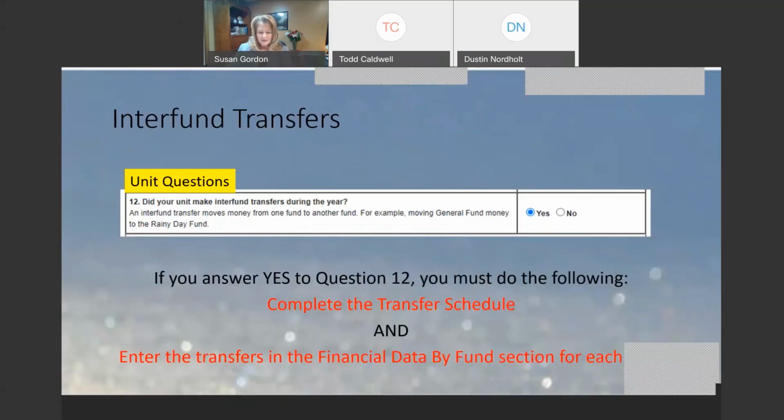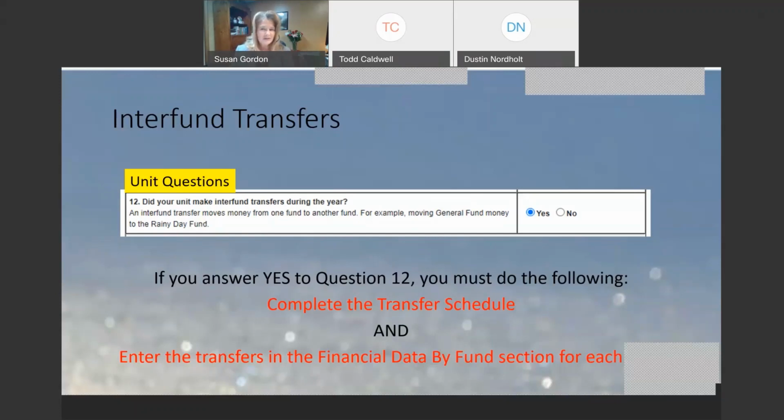Okay, the next section that I want to talk about on the annual financial report is interfund transfers. And I think this is one of the most frequent questions we get. So we want to make sure that we spend a little bit of time here. The transfer schedule will show up in the unit question section. Actually, unit question 12, did your unit make interfund transfers during the year? And in this case, I'm answering yes to that question.